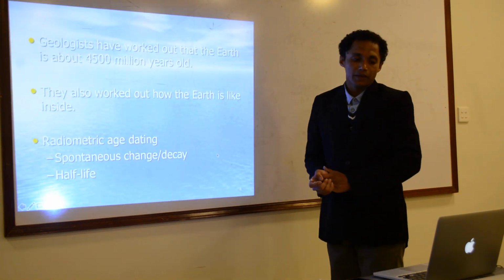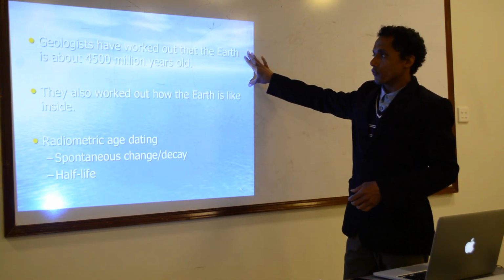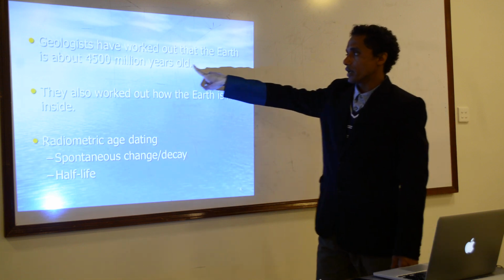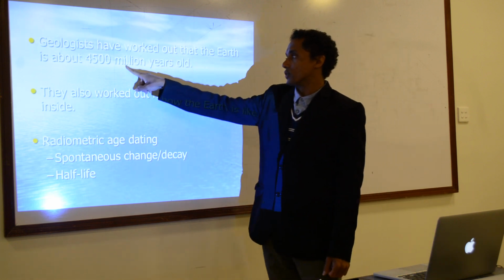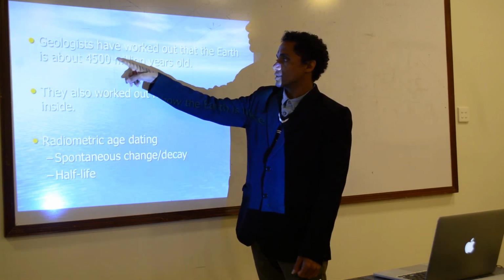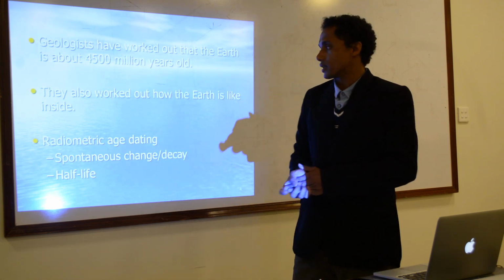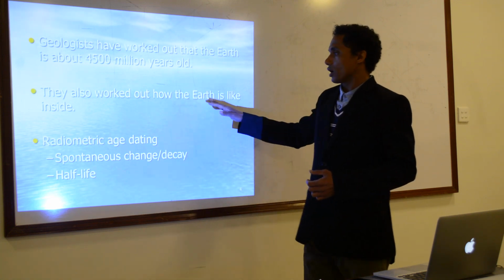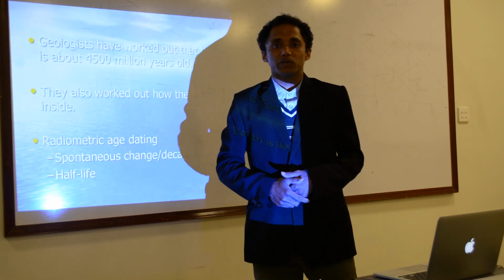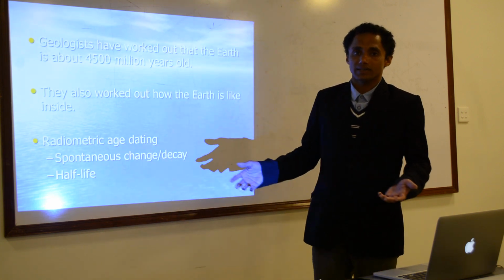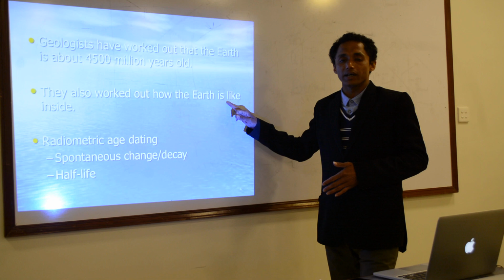Geologists have worked out that the Earth is about 4500 million years old. In the content slide I already told you that we will measure this. The scientists will estimate the age of the Earth, right? And they also worked out what the Earth is like inside, because every day we are walking on the Earth, but we don't know what's going on inside. So the Earth has different surfaces, but we also have a detailed description of the Earth's interior.